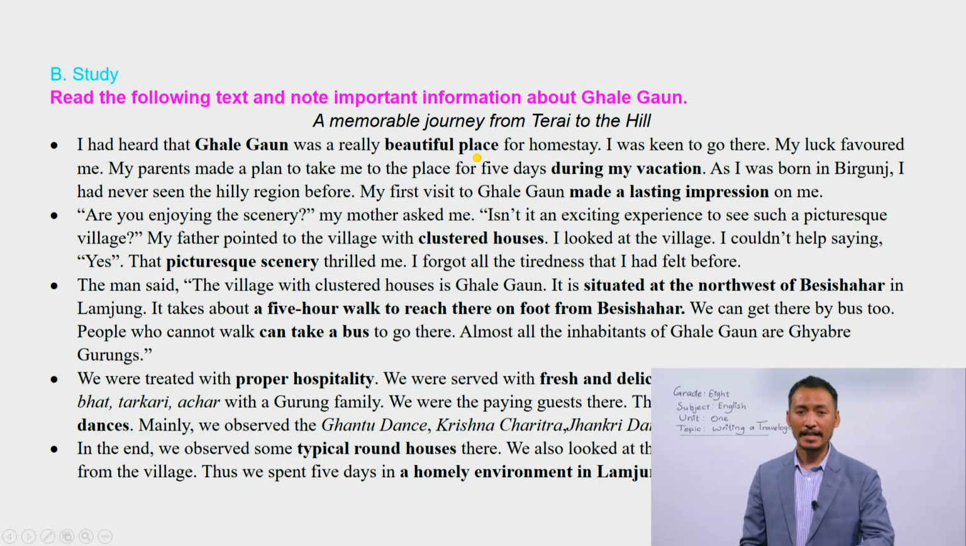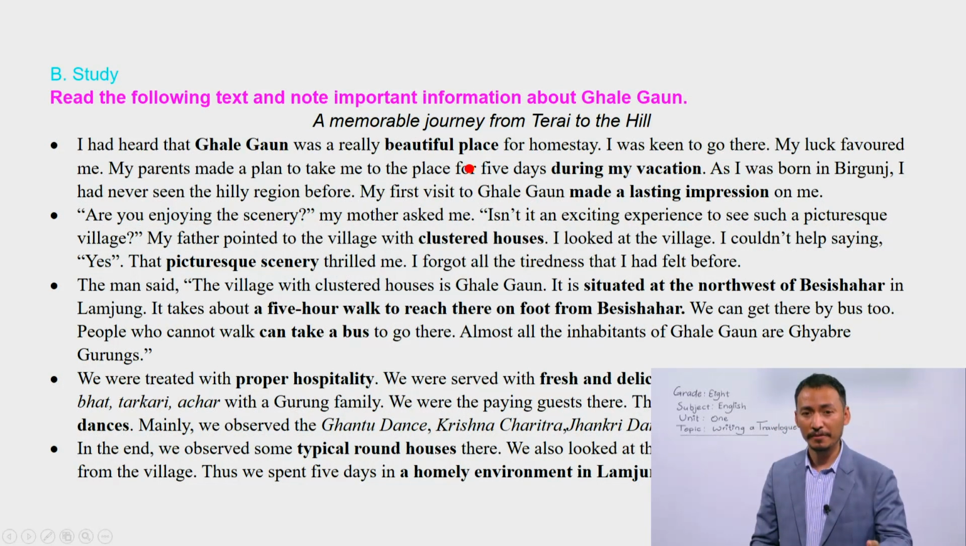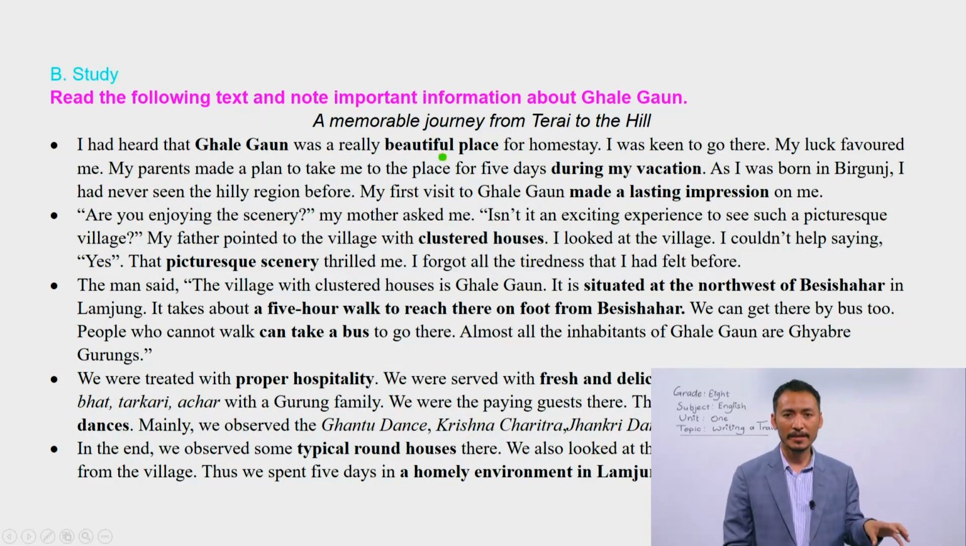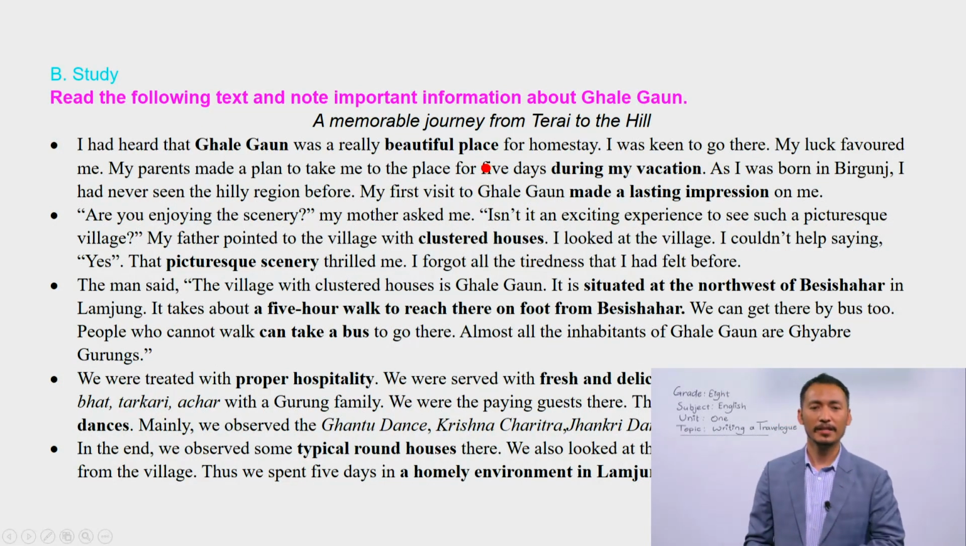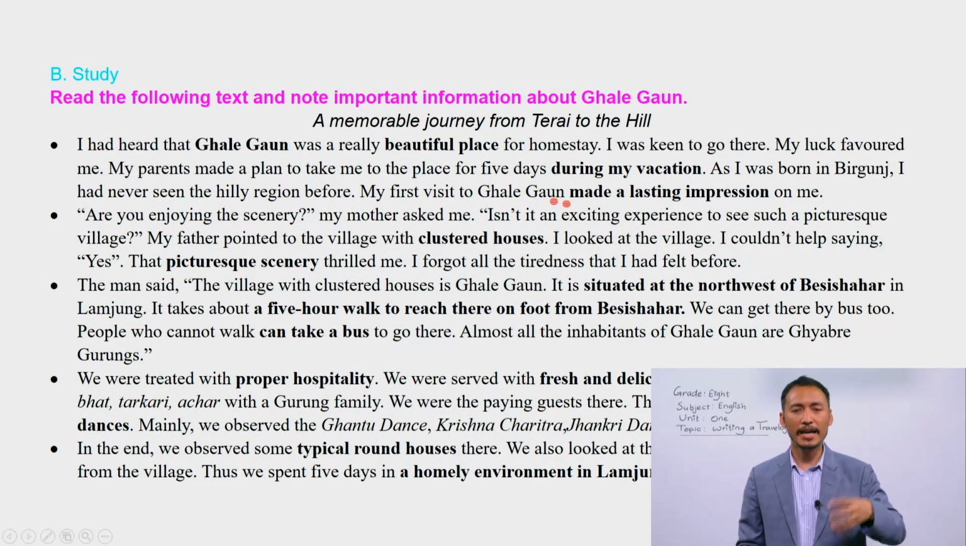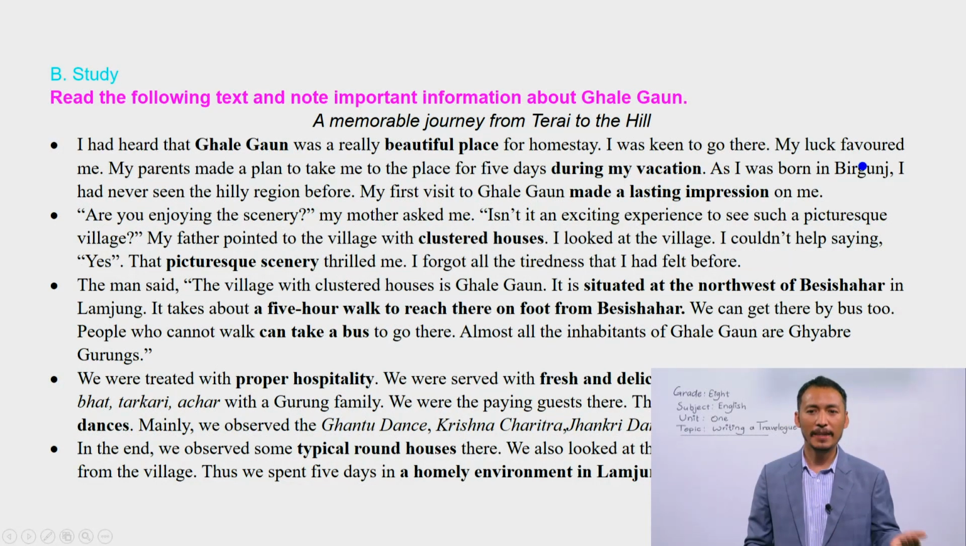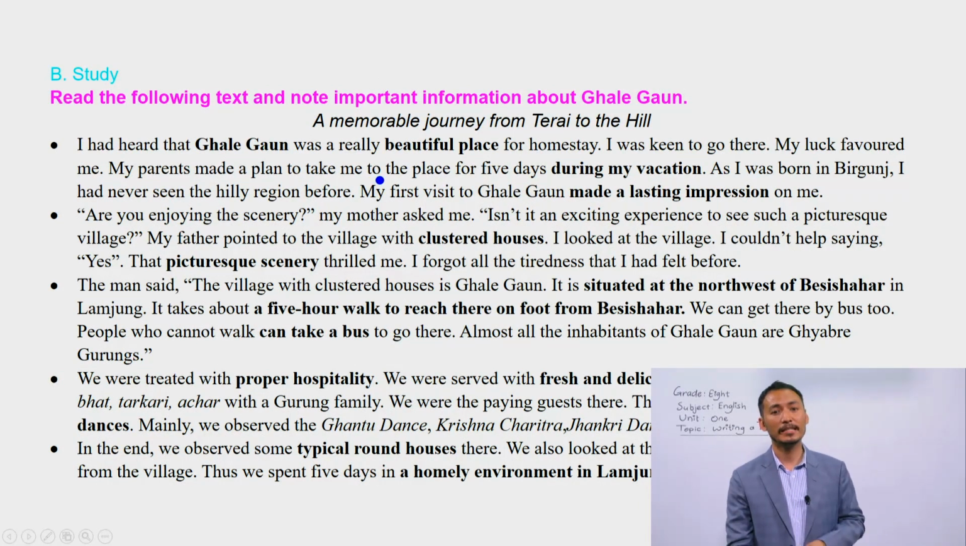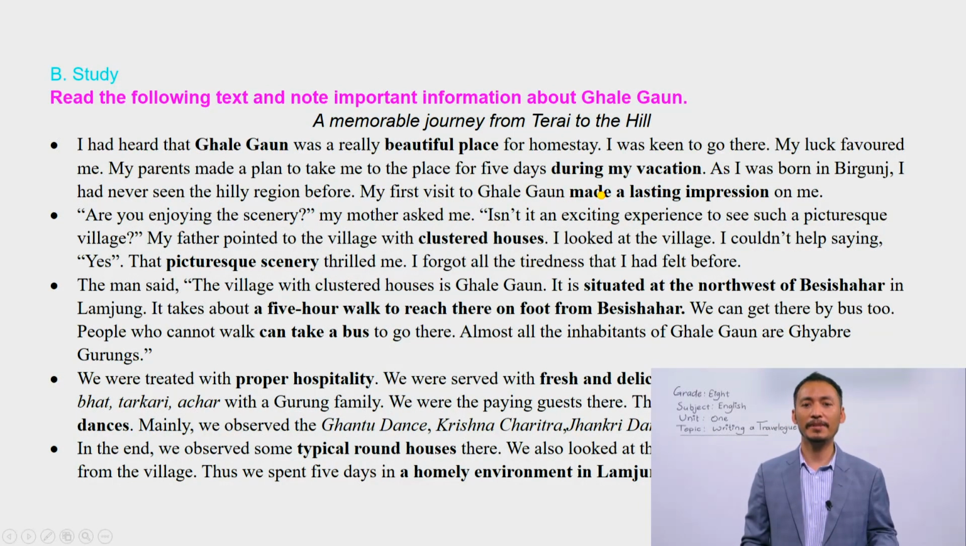He wants to say that Ghalegaon is a really beautiful place, with more information or variety of sentence. So I was keen to go there. So he is adding more information. My luck favored me. My parents made a plan to take me to the place for 5 days during my vacation. He's talking about the time.